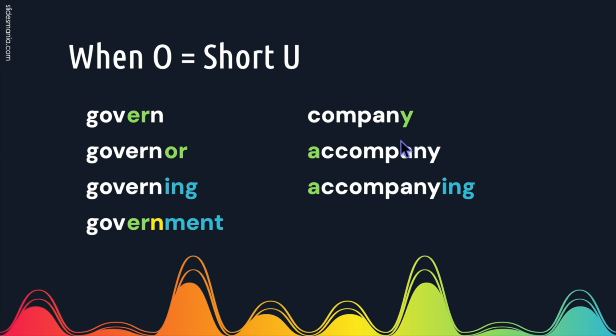Y at the end of a long word usually has a long E sound, so here we have company. We can add a few more letters and it becomes accompany. Notice this A schwas. We can add a suffix and it's accompanying. To accompany means to go along with somebody.